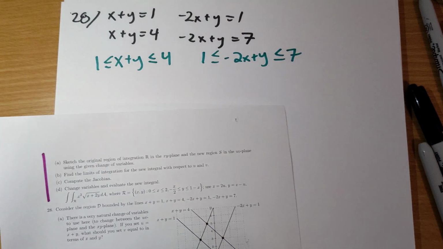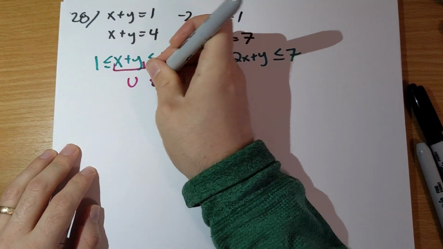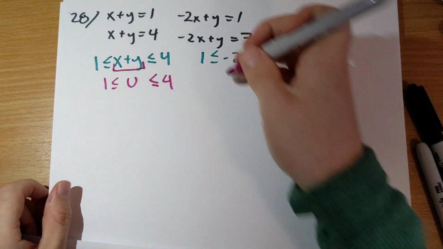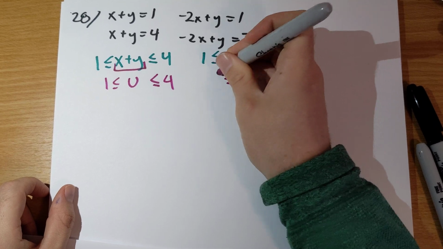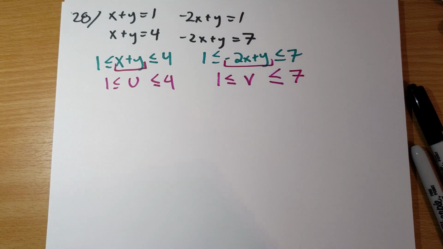So why is this suggestive of change of variables? Well, we call this u. This will be u from 1 to 4. So then we should call this v here. So that's the answer to the first part. v needs to equal negative 2x plus y.